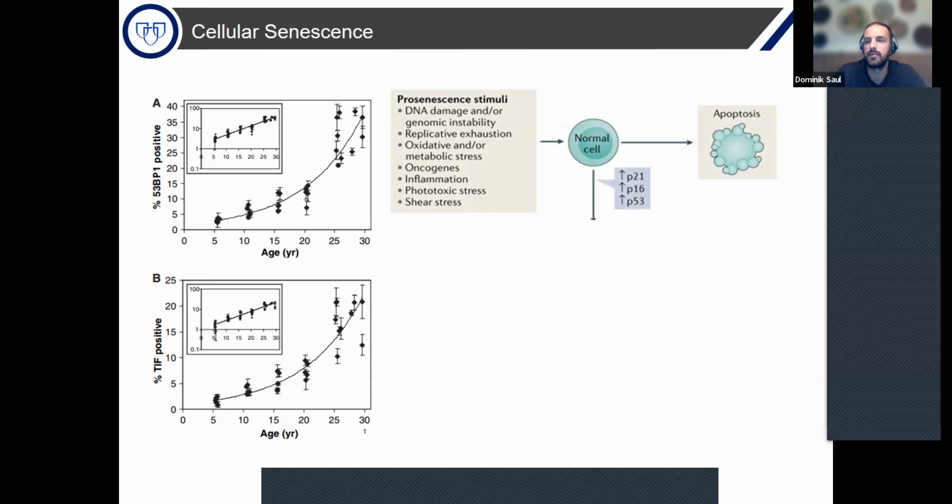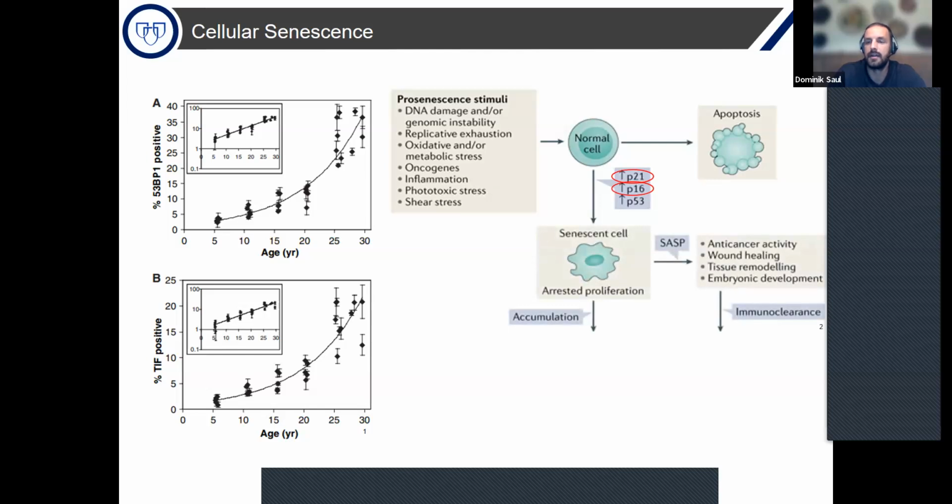But it might also accumulate some factors like P16 or P21 and then become a senescent cell that damages the surrounding tissues with a senescence-associated secretory phenotype, called SASP, that you can see over here. That again in turn has other effects on these tissues. For instance, it might affect wound healing. It definitely affects bone healing, tissue remodeling, and so forth.